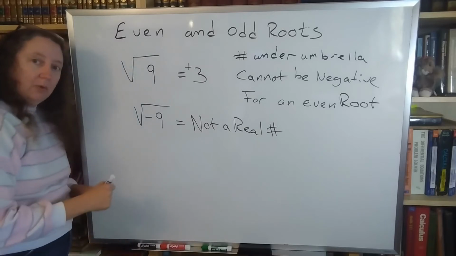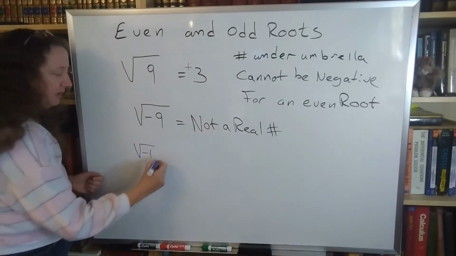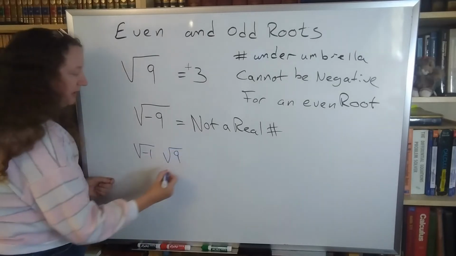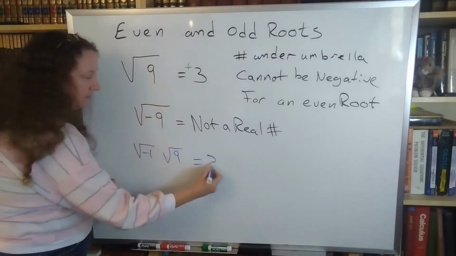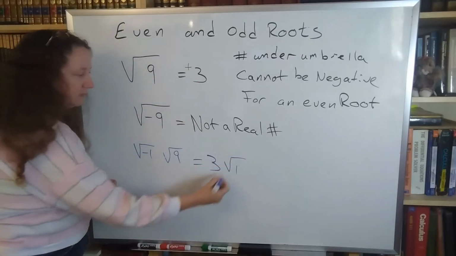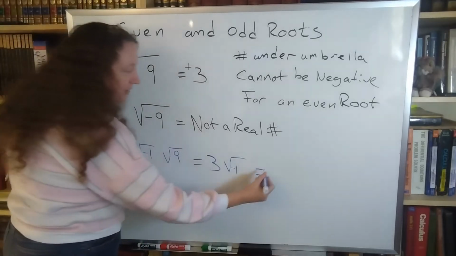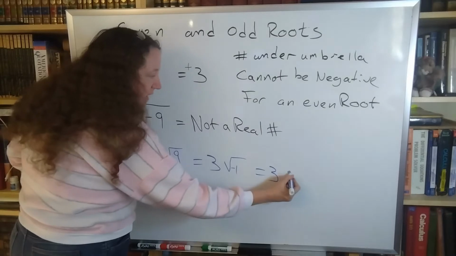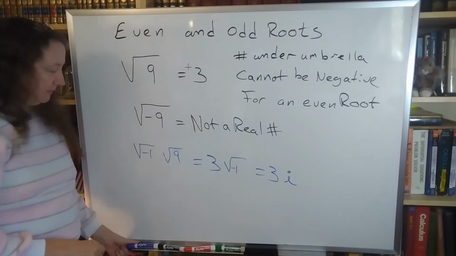In another week, I will be showing you in more depth that you can split this up and make it 2 square roots, and then you can have this as, we know that the square root of 9 is 3 times the square root of negative 1. And then you will be learning that the square root of negative 1 is the letter i, unless you're going into engineering, in which it's the letter j.